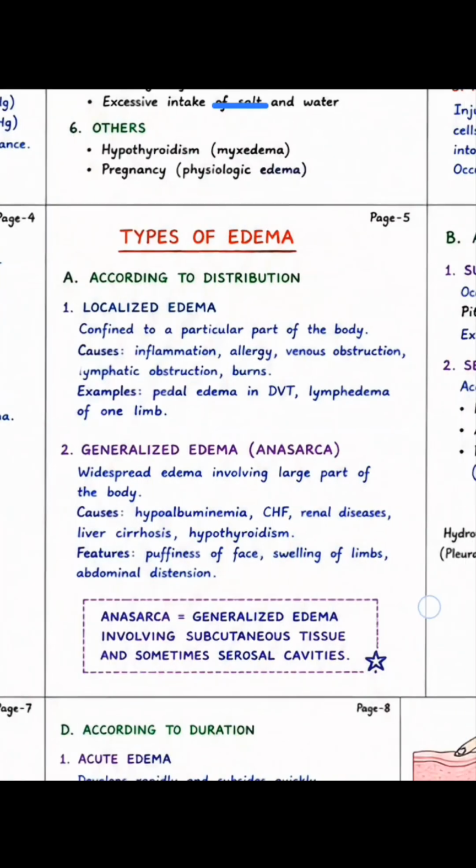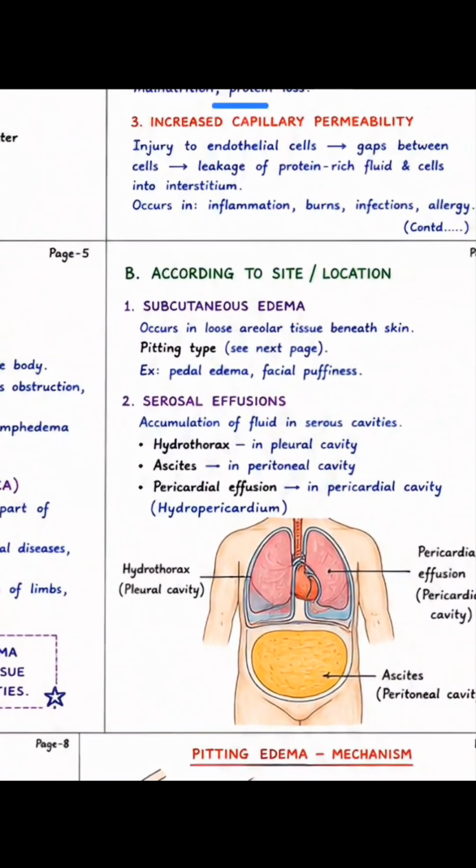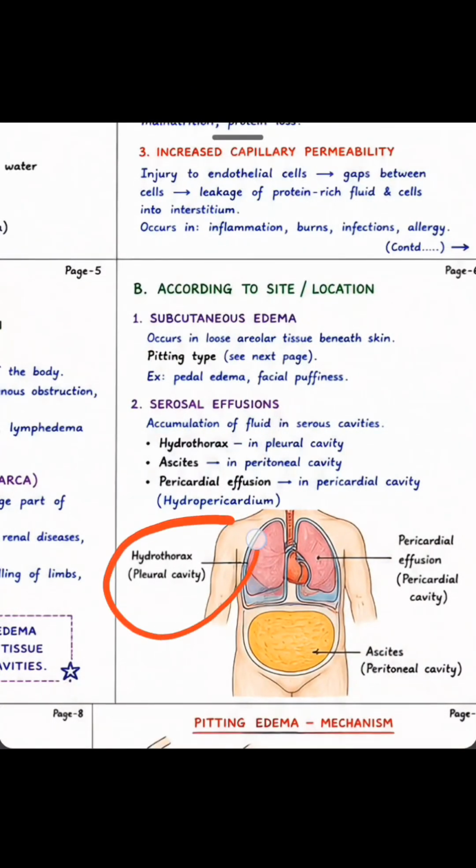According to the site, types of edema according to site location. First comes subcutaneous edema, under the skin, for example pedal edema. Subcutaneous edema occurs in loose areolar tissue beneath the skin, and it is pitting type. Second is serosal effusions, accumulations of fluid inside bodily cavities: hydrothorax in the pleural cavity of the lungs, ascites in the peritoneal cavity of the abdomen, and pericardial effusion around the heart. So these are the 3 points which are important.